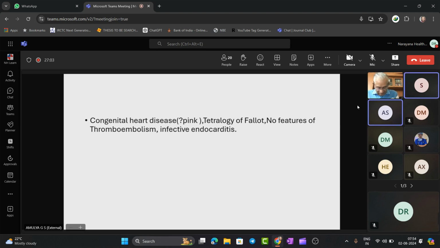A cyanotic tetralogy with features similar to a small to moderate VSD with left to right shunt. Clinically, the cyanosis is not evident. But you said there is severe subvalvular, infundibular stenosis on the echo. It doesn't correlate, right? But the baby is not symptomatic for the given finding. So should we comment it as a pink tet or not, sir?